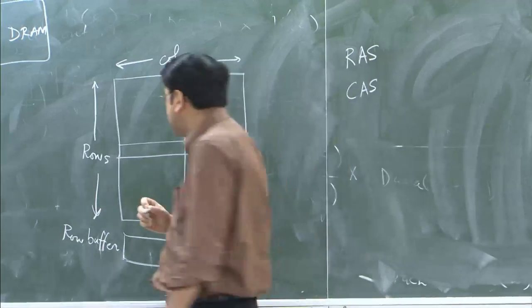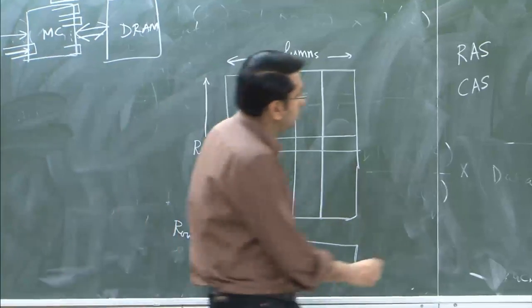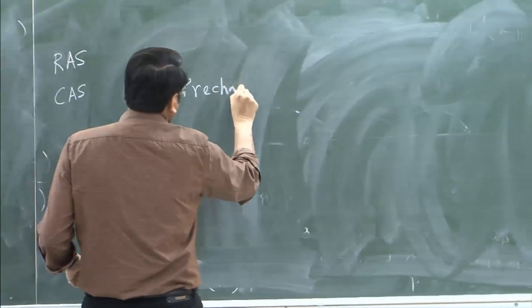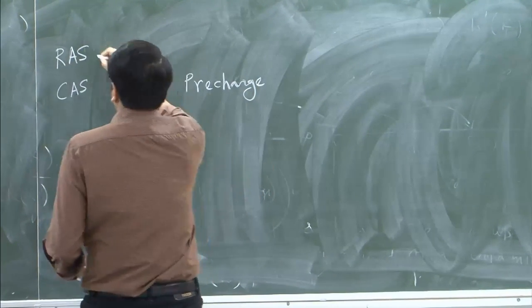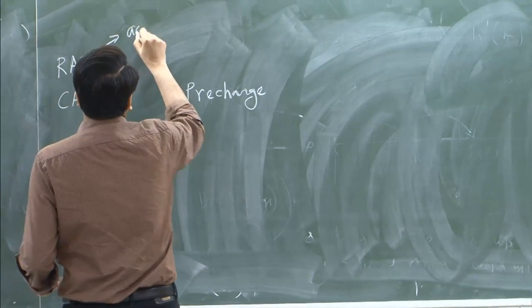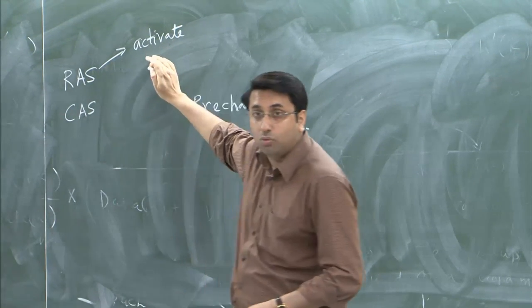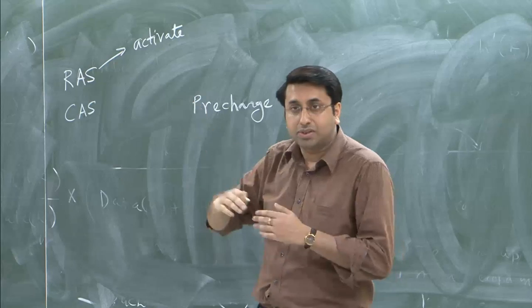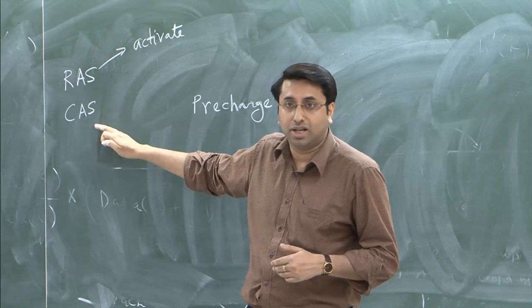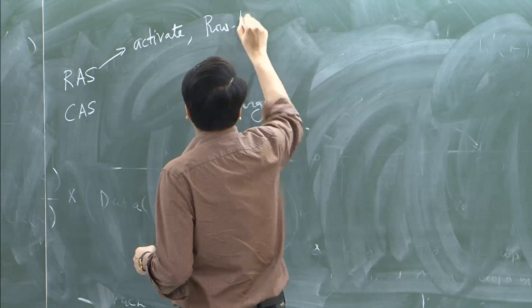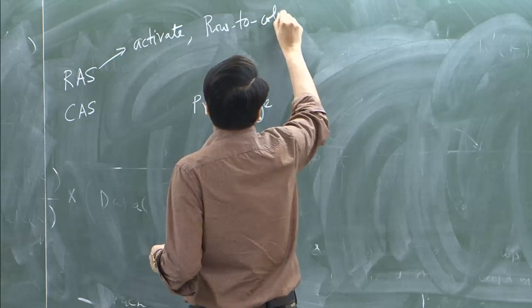Okay, so now there are three things that happen. The first is called a precharge operation. Then RAS, we said, is essentially an activate operation, and then you wait for a certain number of cycles before you can send a column access. That's called the row to column access delay.